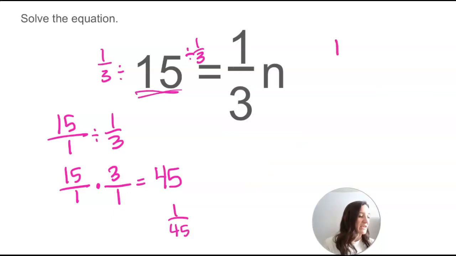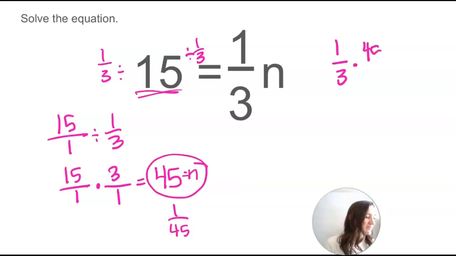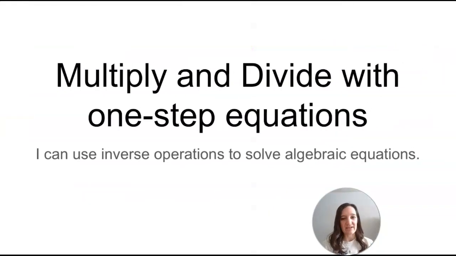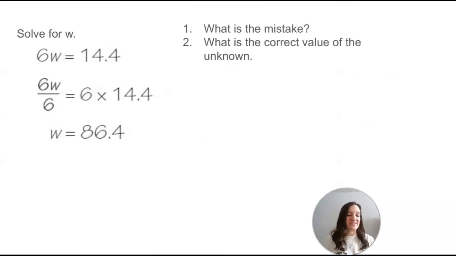If I plug it back in, I'll get 1/3 times, let's see, I said n equals 45. So let's plug that in now. And that will give me, if I divide both of those by 3, I'll get 15 over 1, which is the same as 15. So 45 does equal n. Okay? All right, that's how you use multiplication and division to solve one-step equations. Make sure you do the inverse operation, and then make sure you keep things balanced.